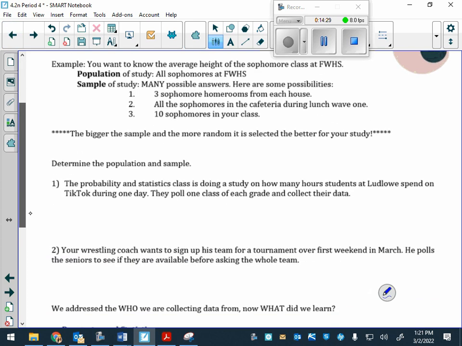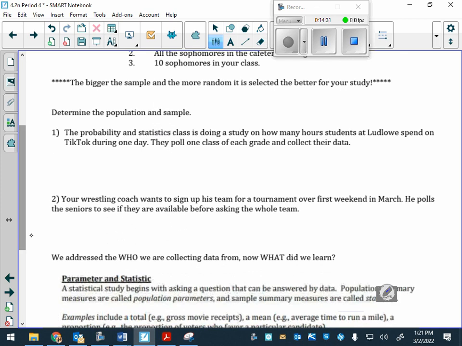So the bigger the sample and the more random, the more accurate you will be, okay? So that's most important, okay? You're sampling, the larger it is, the better it is, okay? Because it reduces some errors that could occur, all right? So we have 2 examples here. We're just going to look at what the population and what the sample is, all right?